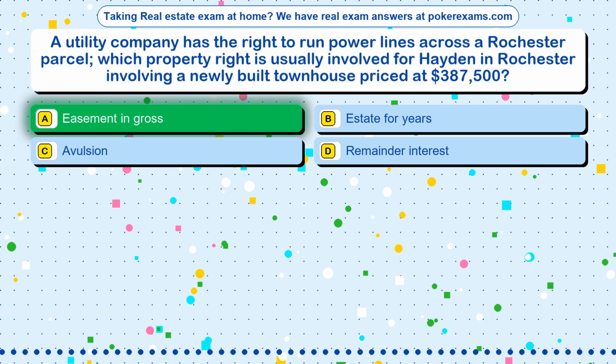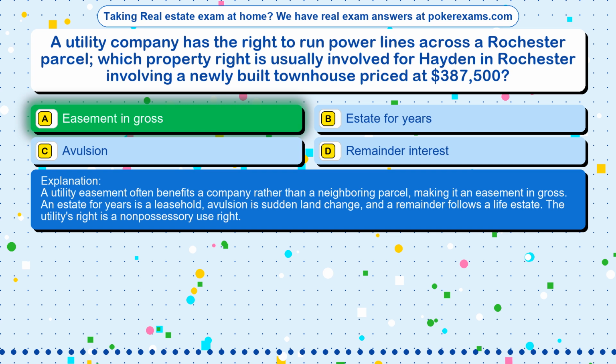The correct answer is option A. Easement in gross. A utility easement often benefits a company rather than a neighboring parcel, making it an easement in gross. An estate for years is a leasehold, avulsion is sudden land change, and a remainder follows a life estate. The utilities right is a non-possessory use right.